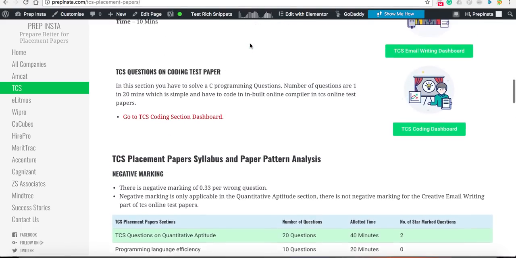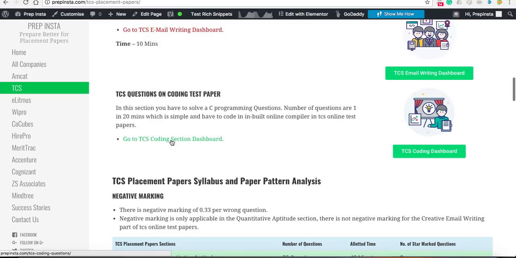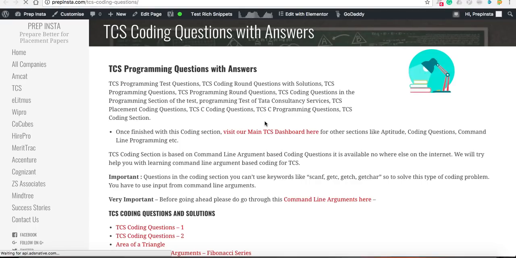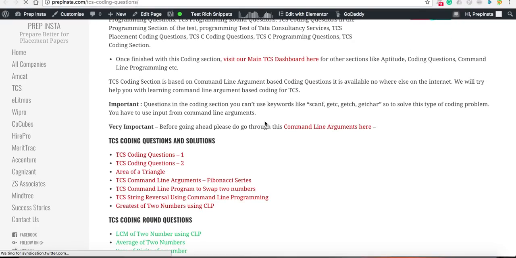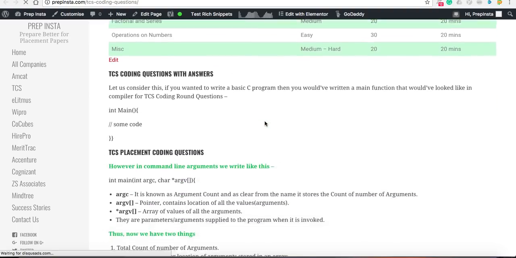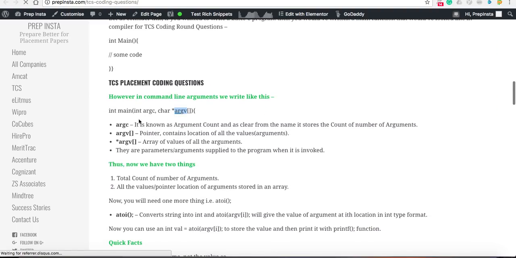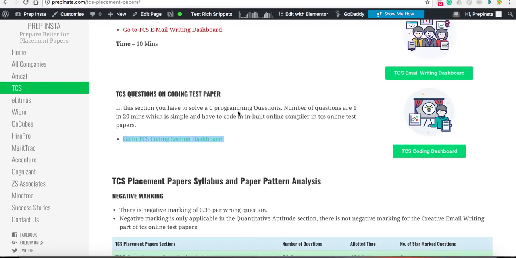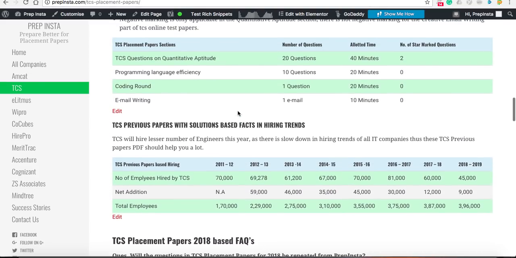And the coding round is not like a normal coding round for other companies. It is based upon command line programming. Now command line programming is something that you would need to learn. I think 3-4 hours should be enough. There are different kinds of ARGV and ARGC names that you have to use instead of scanf, printf and everything. So I think you should go ahead with learning that also.